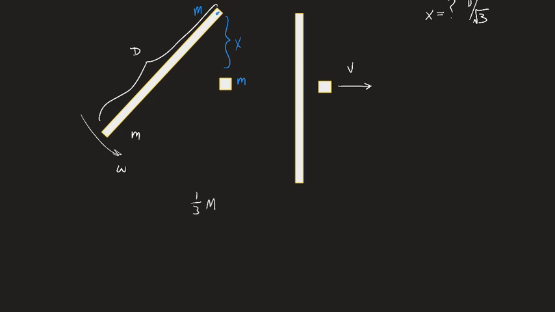So 1/3 M D squared omega equals X M V. I'll point out that, yeah, this gives you V. Great. And again, it only gives you V because we know the rod is stopped. We already are told the rod is stopped during this collision. So I can write V as, is that going to be M? No, the M's cancel. So D squared omega over 3X.